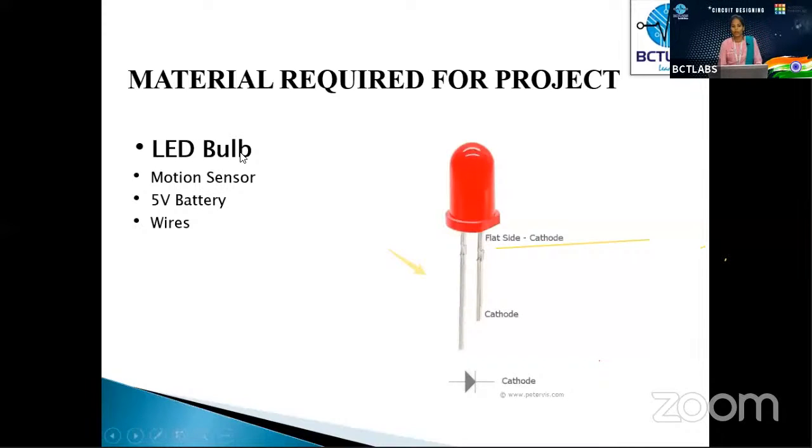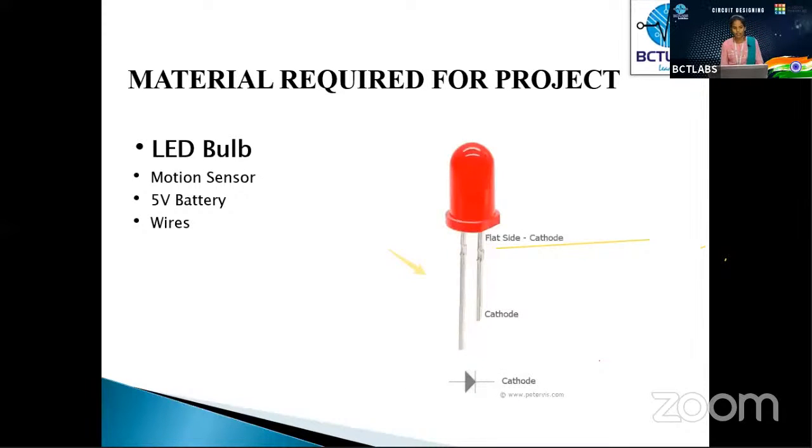LED is nothing but a light emitting diode. Using this we are going to flash a light. It has two terminals: one is the anode and the other is the cathode. The long leg is the anode, which is positive. The short leg is the cathode, that is negative.